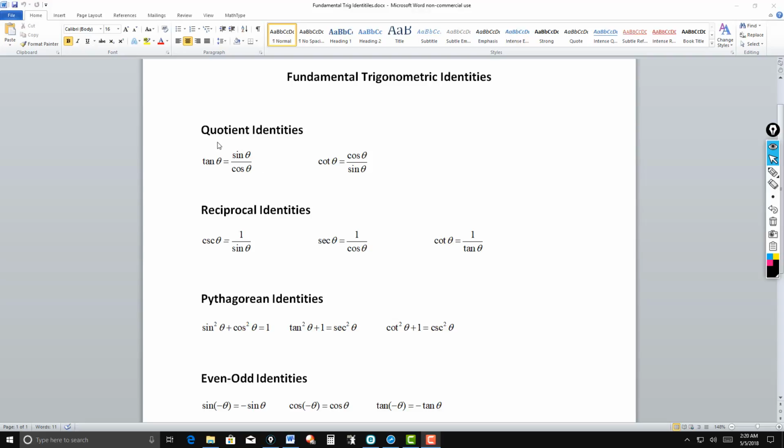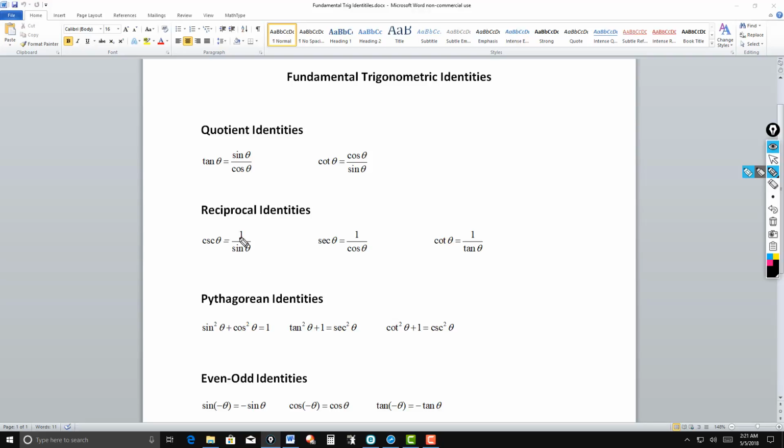The first one is called the quotient identities, for obvious reasons. Tangent of theta is defined by sine of theta over cosine of theta. And the cotangent of theta is defined as cosine of theta over sine of theta. Okay. And then we have the reciprocal identities.